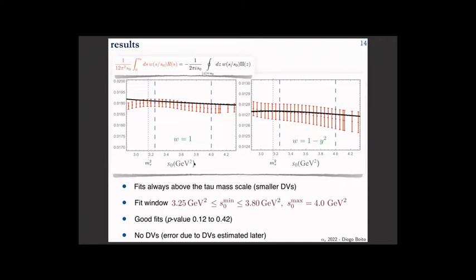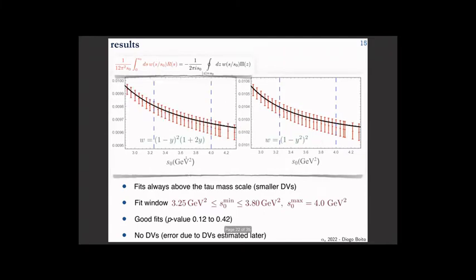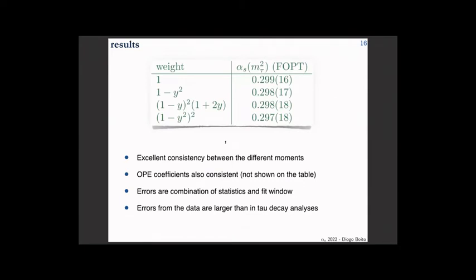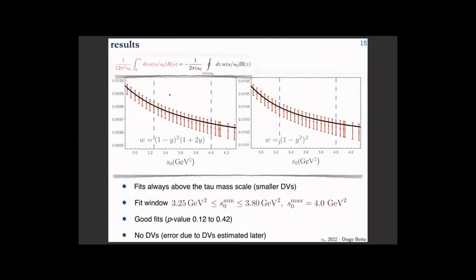If you change your moments, you get something that is, again, very decent, and the alpha S values are all consistent. These are the alpha S values that we get in FOPT, as I said. We get something around 0.3 with an error that is larger than what you get in tau decays. So we have an excellent consistency between the different moments. The OPE coefficients are also consistent. I don't have a table with them here, but when you have d equals 6 in this moment and in this moment and in this moment, they all turn out to be the same. The errors here are a combination of statistics and an error from the fit window. What I mean by that is that you can move these boundaries and alpha S will move a little bit, but this gives you a small contribution.